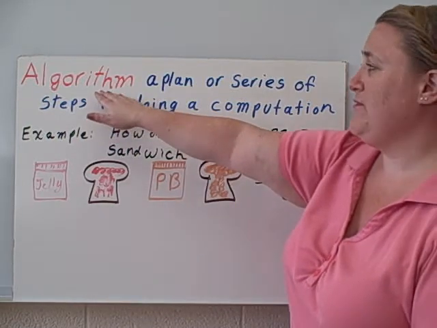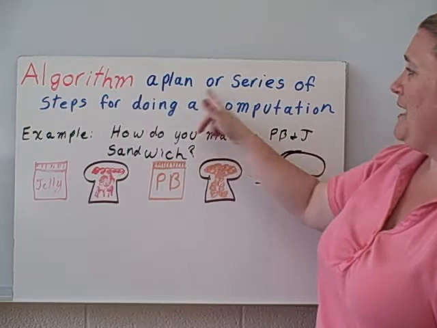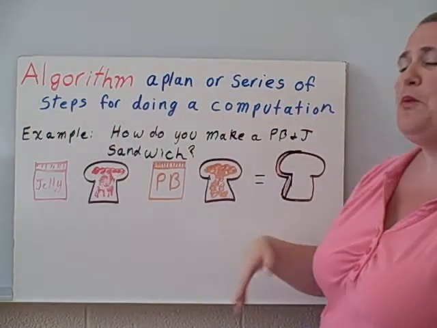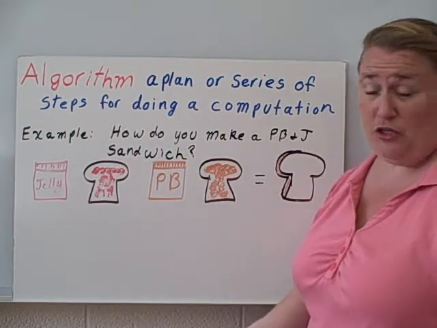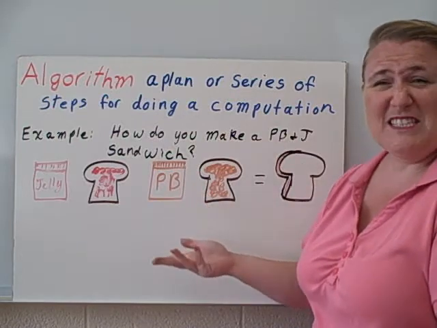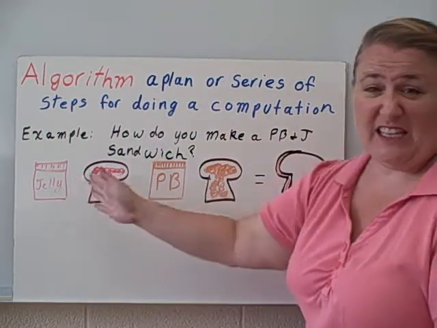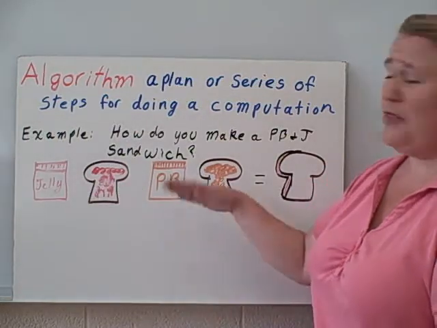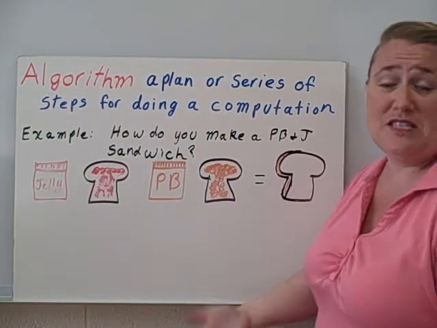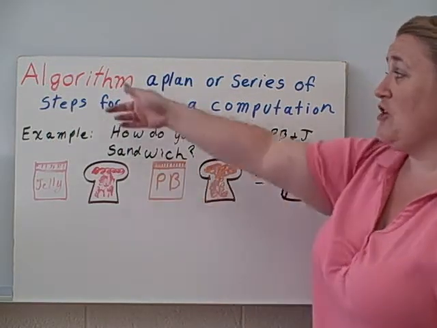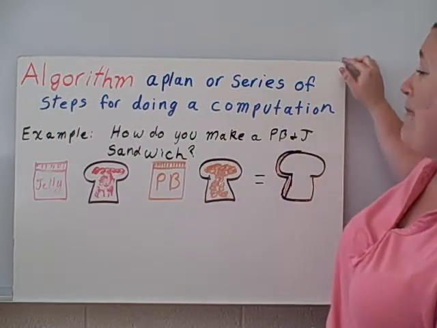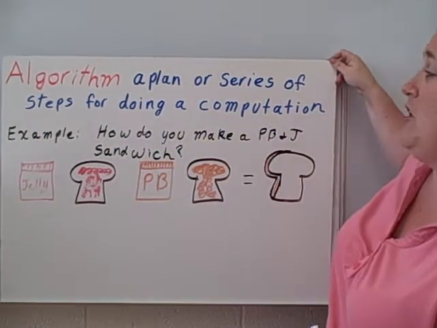So we're going to start off by defining algorithm. It's a plan or series of steps for doing a computation. But we can apply this to everyday things too. Example, how do you make a PB&J sandwich? Well, let's think about it. First, you've got to put the jelly on the bread and the peanut butter on the bread, and then you've got to put the bread together. There's a series of steps that you do, and that's your algorithm for making your peanut butter and jelly sandwich. And we can apply this to math, and we will be doing that in our lesson.